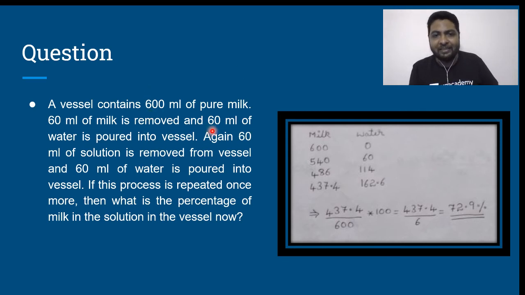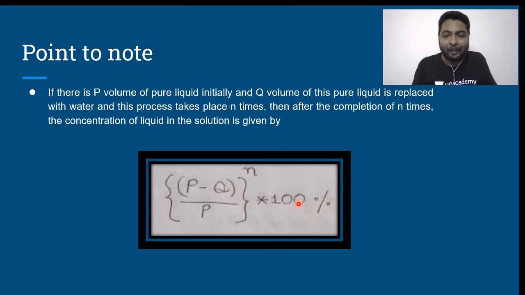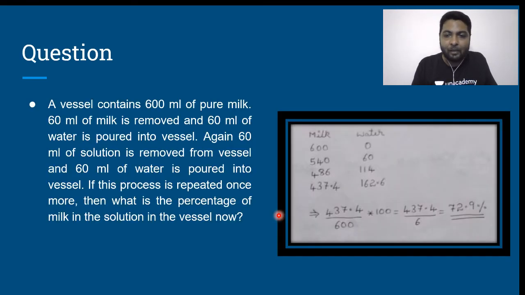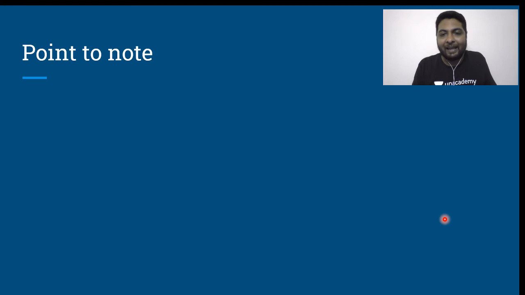The value of Q is 60. P minus Q, 600 minus 60, which is 540, divided by P, which is 600. 540 divided by 600, that is 54 divided by 60, which is 9 divided by 10, whole raised to the power 3. 9 by 10 whole raised to the power 3 is the same as 0.9 whole cube, which is 0.729. 0.729 into 100 is the same as 72.9%. Is that clear? Now, let us look at another question.